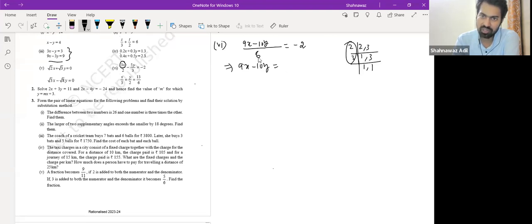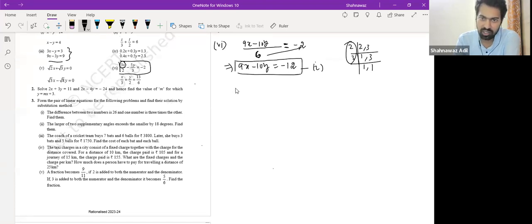This is in division, so when taking it to the right hand side it should multiply. So minus 2 into 6, that is minus 12. Right. So this is a good looking equation. This was a horrible looking equation, and now this looks good. So this is the first equation.